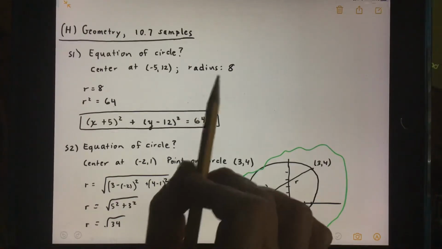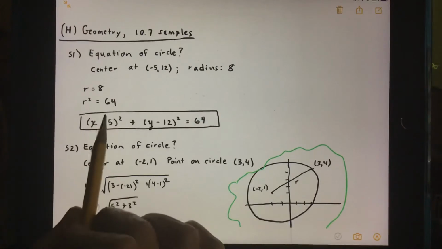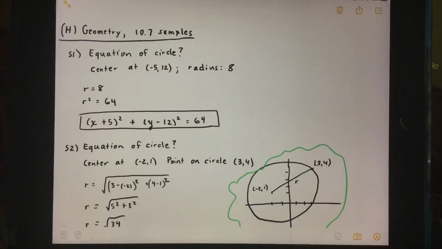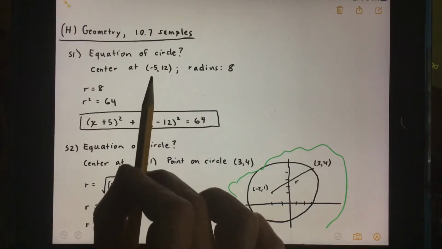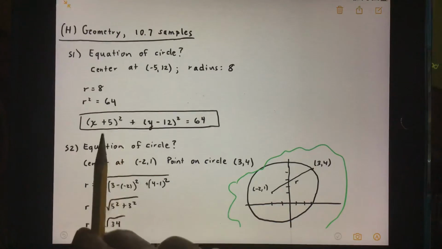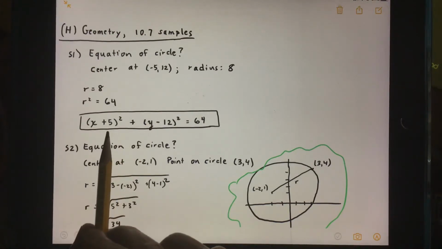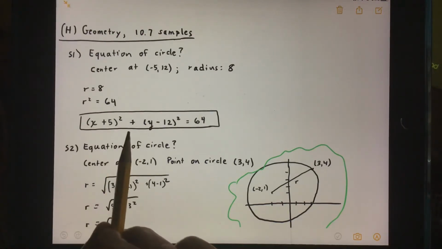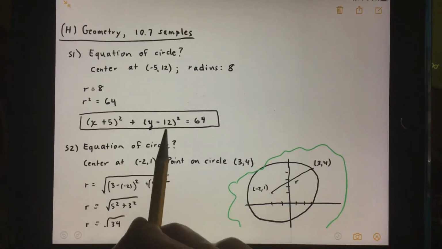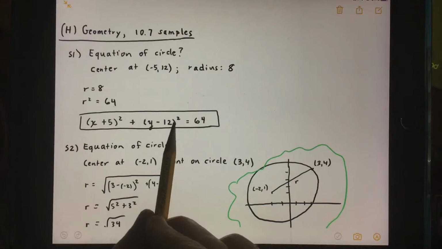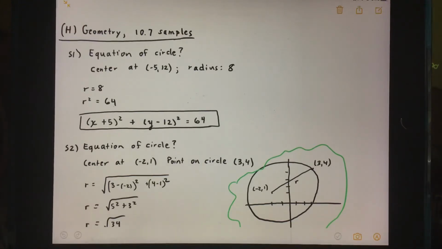So we're told the radius is 8. That means we can figure out the radius squared simply by squaring 8 and getting 64. Our h and our k are going to come from the center, so we're going to write down the opposite of the x coordinate for our x minus h, so (x plus 5) quantity squared, plus y, and then we're going to write down the opposite of our y coordinate, so (y minus 12) quantity squared, and that's equal to our radius squared, 64. And then that completes sample 1.